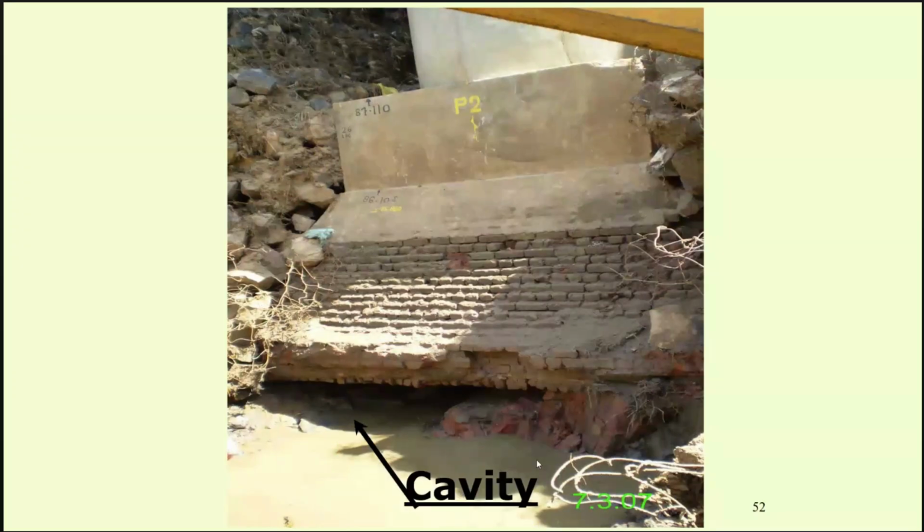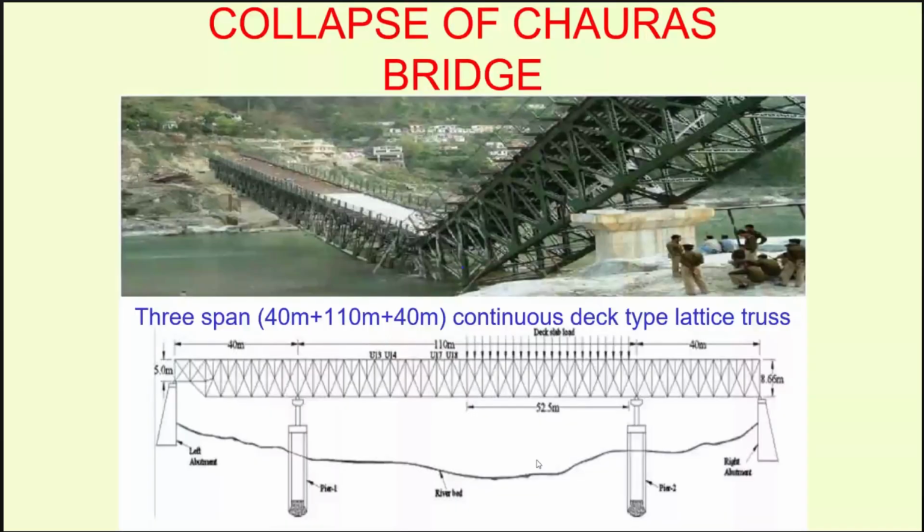This is an interesting case of collapse of Chauras Bridge. Of course, it is a road bridge and it is a three-span arrangement, middle span being 110 meter, both side spans 40 meter. So same configuration, same design, everything is same. This bridge was constructed at Chauras, but at another location, Gadchiroli, it has been erected. After the failure of this bridge, they analyzed it and tried to pinpoint the cause, and accordingly tried to strengthen the existing bridge which is already put into service.